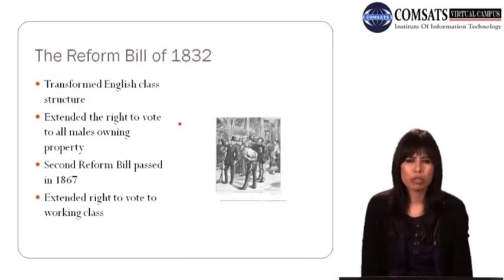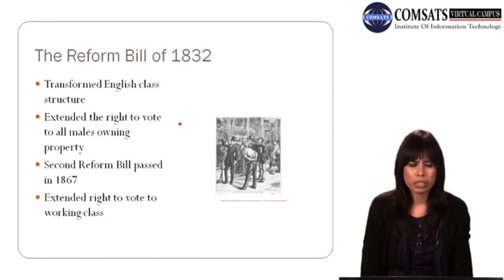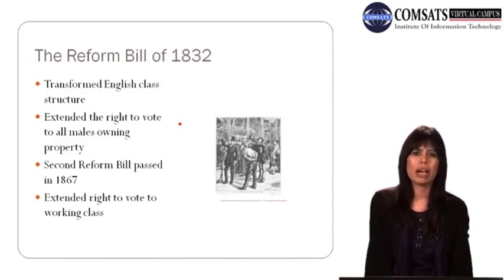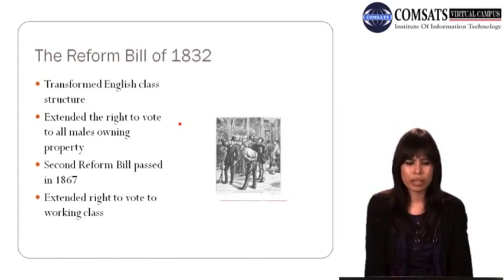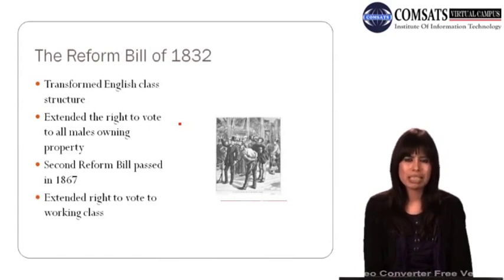Basically we'll discuss this Reform Bill in detail as well. It extended the right to vote to all males owning property. So whosoever owns property has the right to cast a vote. A second Reform Bill was passed in 1867, which extended the right to vote to the working class. So my dear students, previously in 1832 a Reform Bill was passed in England, and it extended the right to vote to all males owning property. The second bill, passed in 1867, extended the right to vote to the working class.